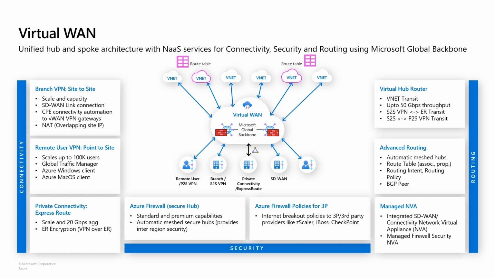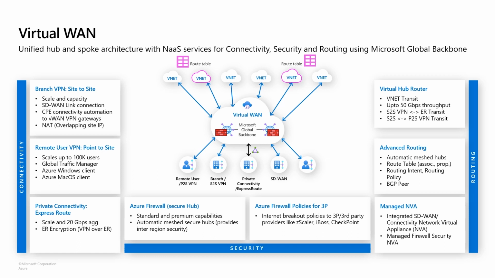Now, you can have transit connectivity between VNets. You can have transit connectivity between branches and remote users. You can have transit connectivity between ExpressRoute and SD-WAN users. You can have transit connectivity across any of these spokes, which are VNets, branches, point-to-site users, or ExpressRoute or SD-WAN users. Additionally, we also support advanced routing. So you have the ability to propagate and associate route tables. You have also the ability to do routing intent and BGP peering, which I'm going to talk to you about shortly after. Last, we also have the managed NVA solutions in Virtual WAN. These solutions are third-party or non-Microsoft solutions that are available in the Virtual WAN Hub.